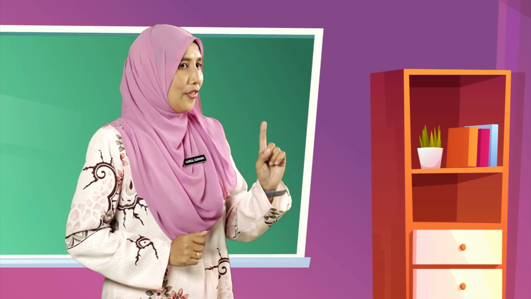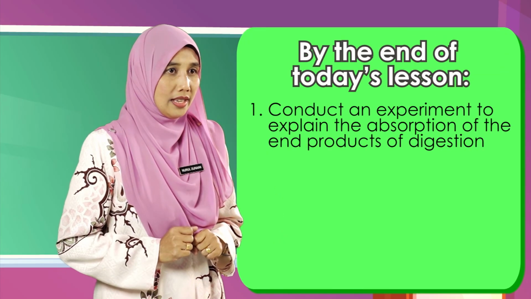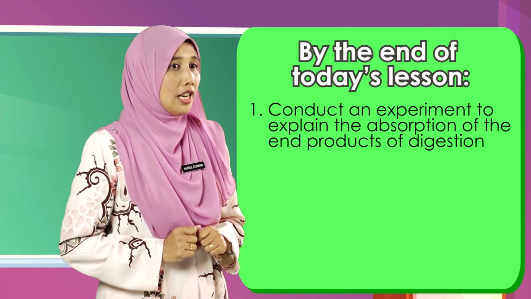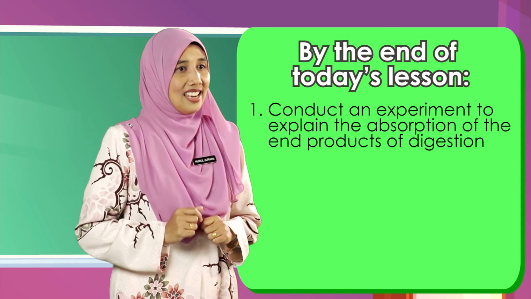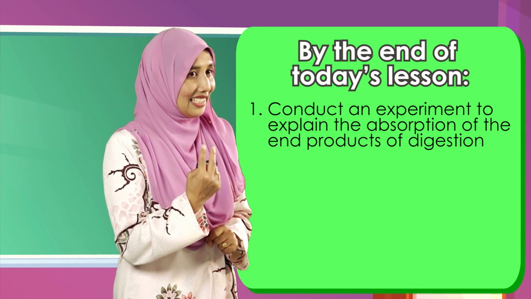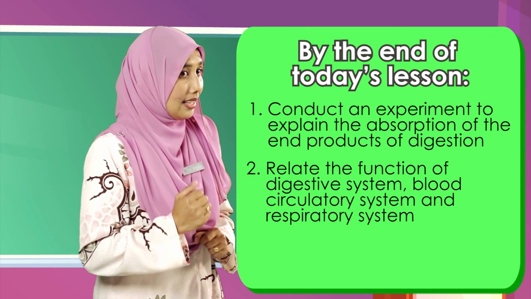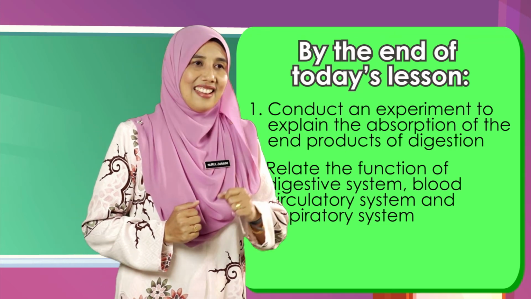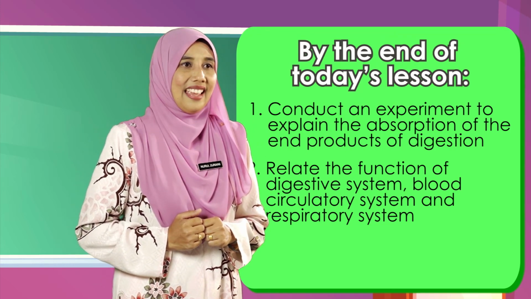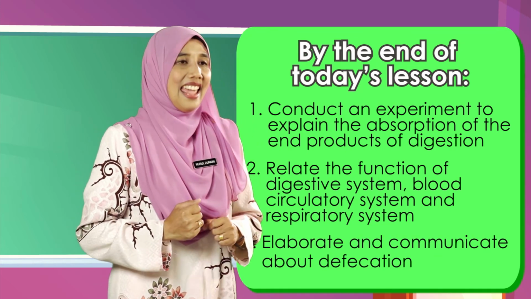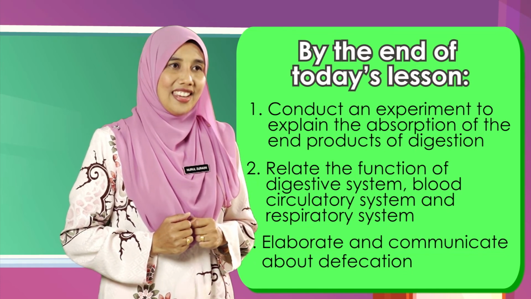Well, boys and girls, looks like we are almost at the end of our lesson for today. You should now be able to first, conduct an experiment to explain the absorption of the end products of digestion. Second, relate the function of the digestive system, blood circulatory system, and respiratory system. And third, elaborate and communicate about defecation.